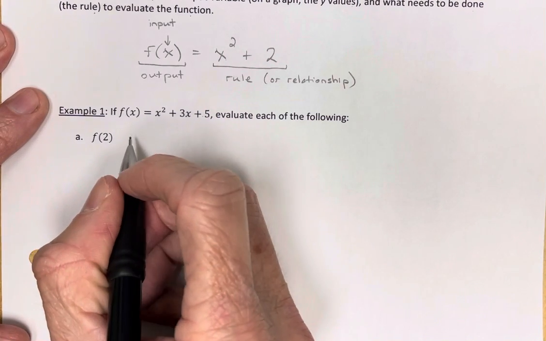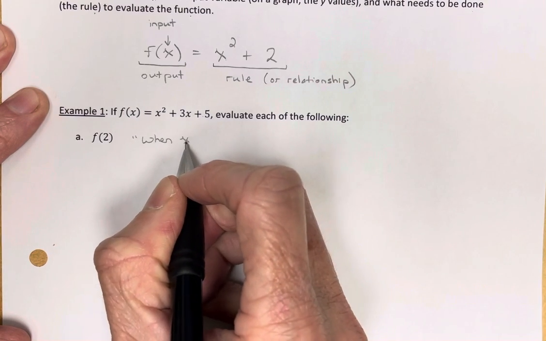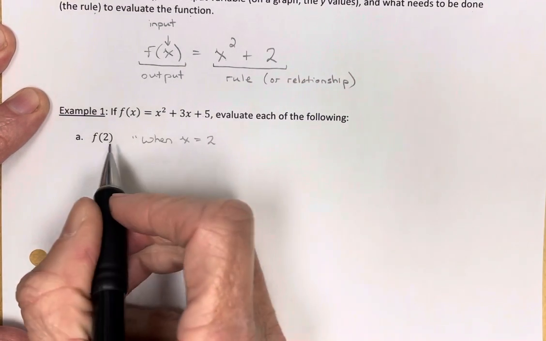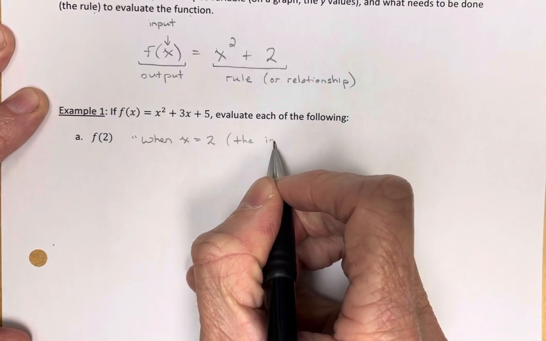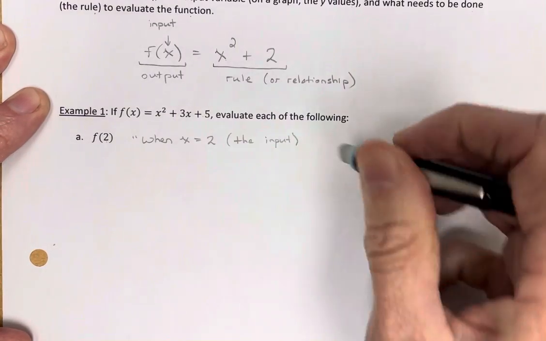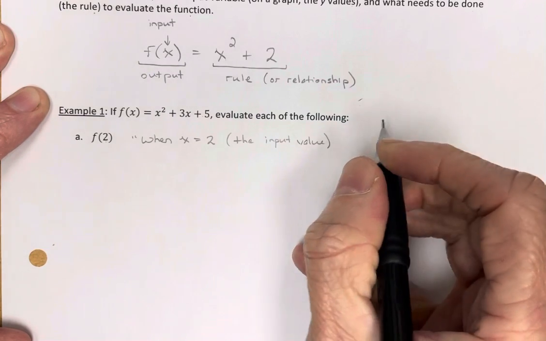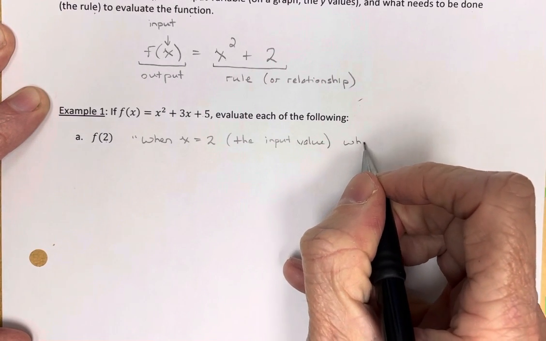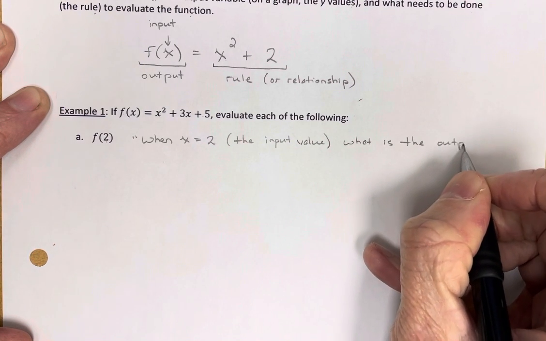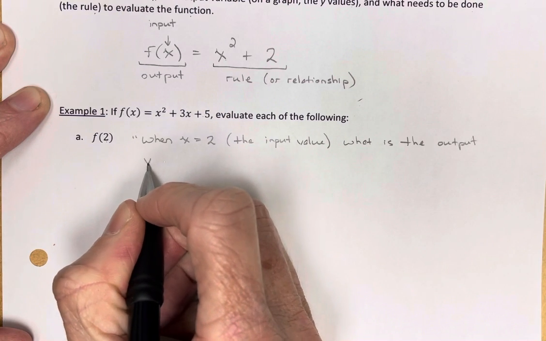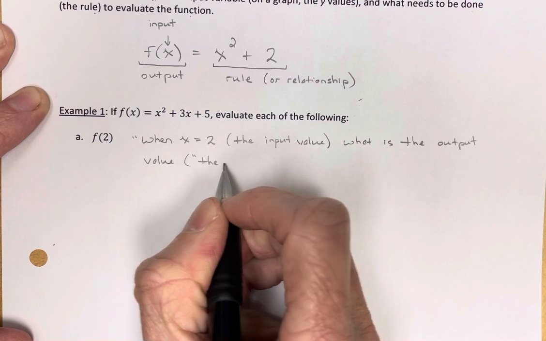What this tells us is when x equals 2, because that's the input value, this is the input value. Okay, what is the output value? Or if you will, what is the y value?